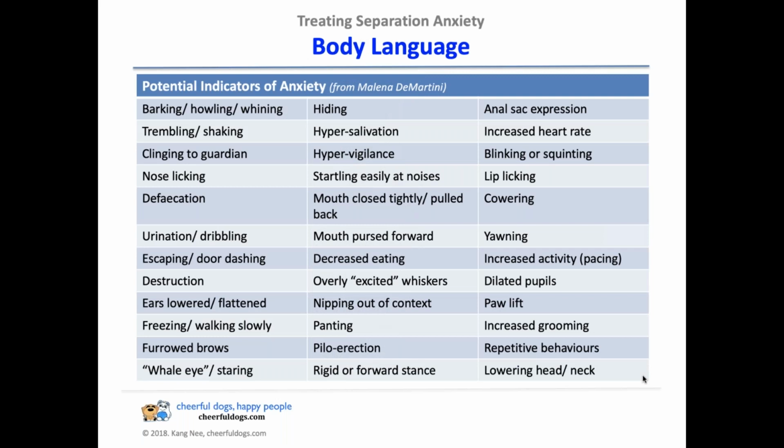Body language. Most of you here would be familiar with the body language of fear, anxiety, and stress. Very similar body language that you see in dogs with separation anxiety. Some of them would be a lot more conspicuous than others, like vocalizations or house soiling, or they're trying to escape from the door, or destruction. Now, these more conspicuous behaviors tend to alert the pet parent earlier to the problem that their dog needs help. Now, not all SA dogs will show all of these behaviors. Different dogs will show different ones.